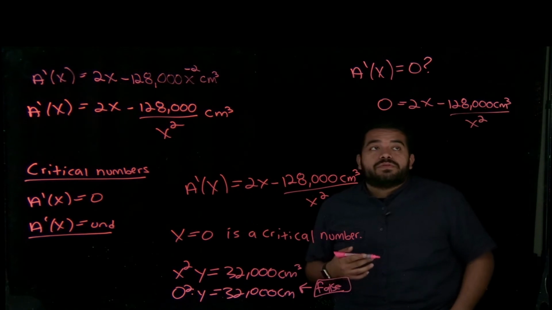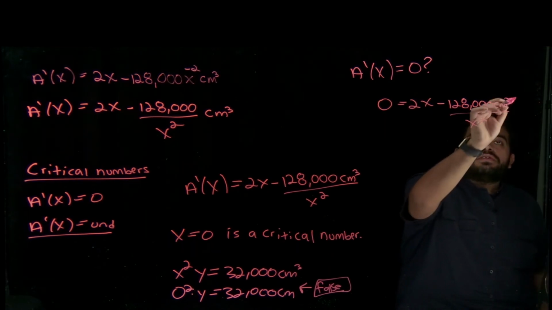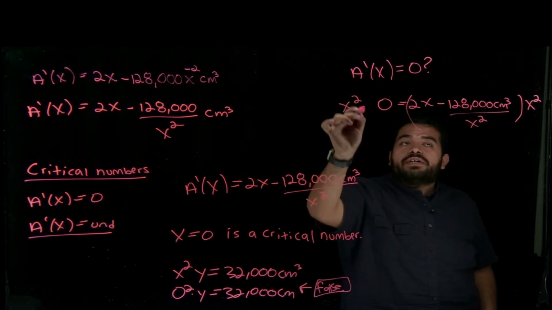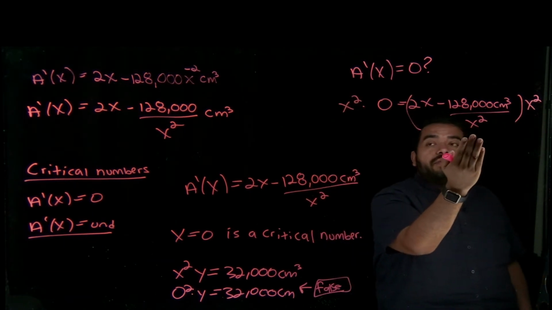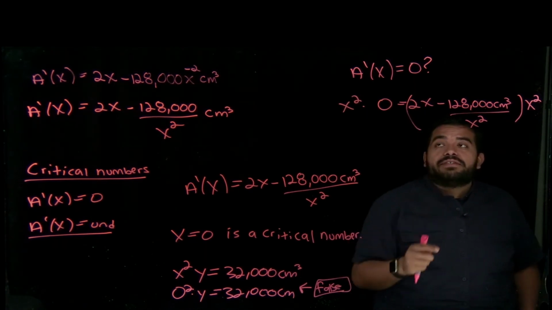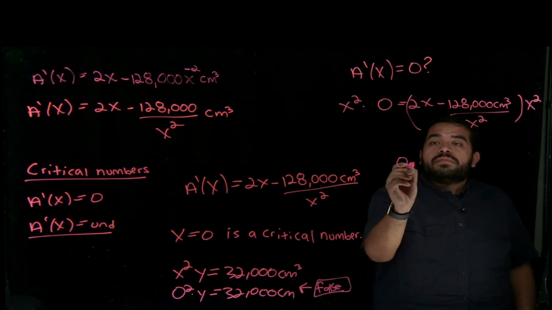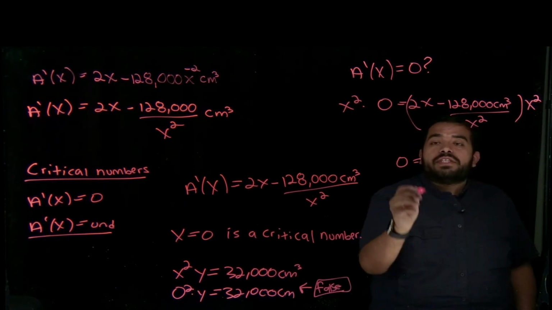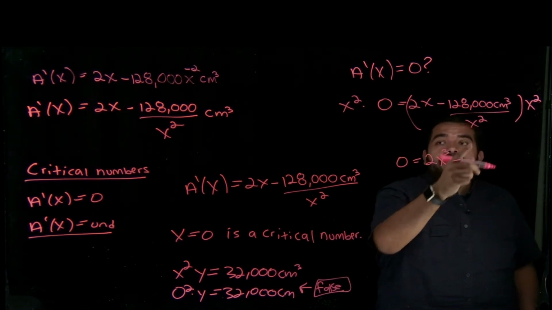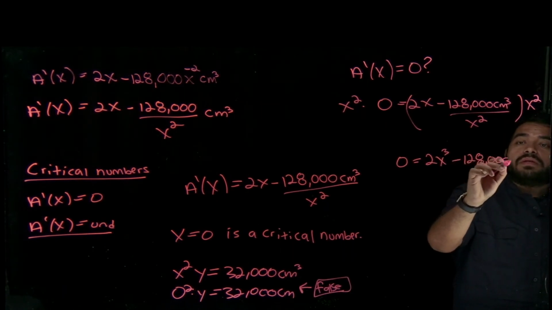And what we're going to do here is solve for x to see what value is going to make this true. So what I'm going to do here is multiply both sides of this equation by x squared. Why do I want to do that? Because when I multiply that to this side of the equation, that is going to cancel out this denominator, which is what I want. I want to isolate my x here. So on this side, we have x squared times 0. The result will be 0 equals x squared times 2x. That will give me 2x to the third power, minus this will cancel out with my denominator, and that will give me 128,000 centimeters cubed.